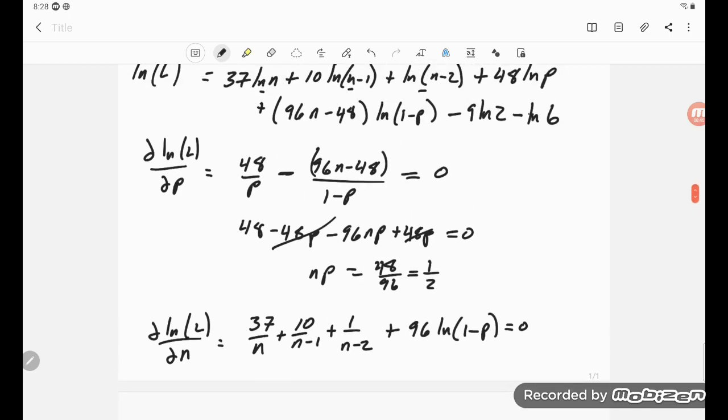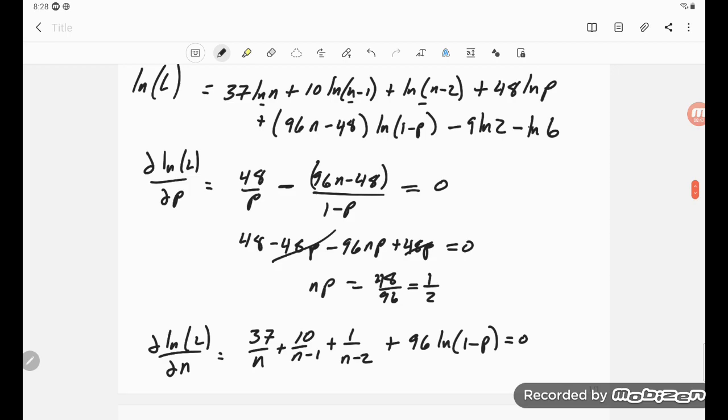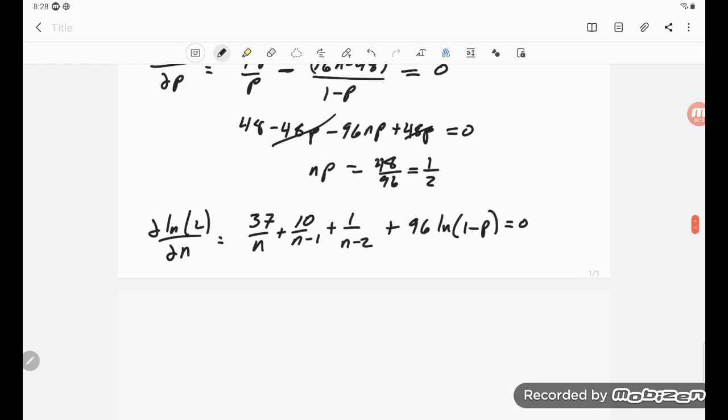So let me scroll back up here a little bit. So here is the log of n. You see that first term, 37 over n, and then 10 over n minus 1 for that derivative, 1 over n minus 2. And this 48 log p is just 0 because there's no n in there. And I just have this 96n here, so the derivative of that is 96, but it's multiplied by that natural log there. So we get that.